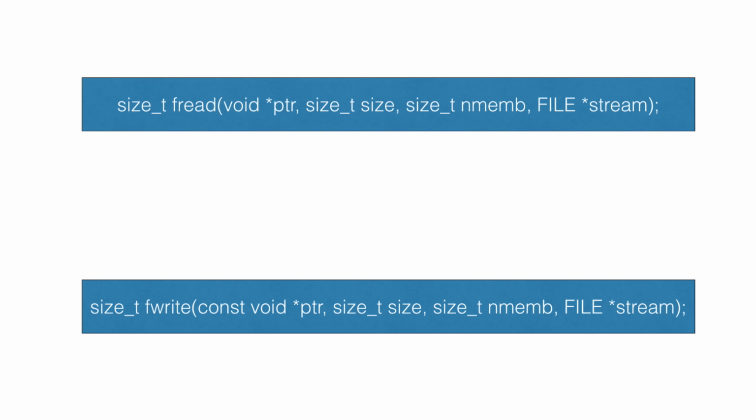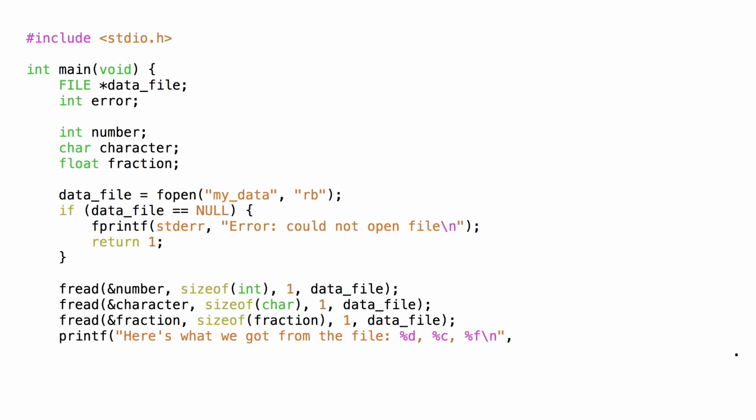Let's use fread to read the myData file that we created in the previous video. Remember that the myData file has 3 values in it: an integer, a character, and a floating point number. First, we declare 3 variables of appropriate types to store the data we're reading. We're going to fill in their values by reading them from myData. When we open the file, we use mode rb to open a binary file for reading.